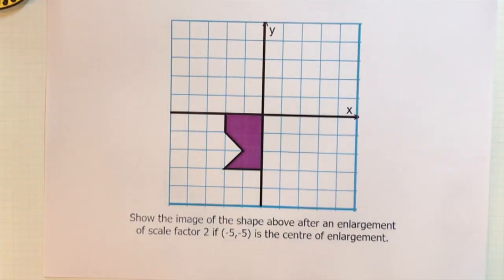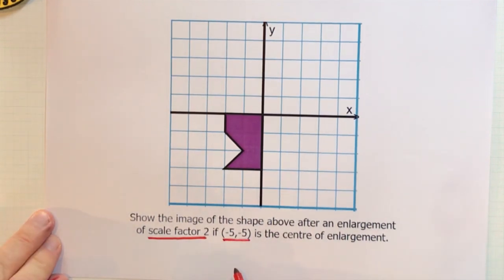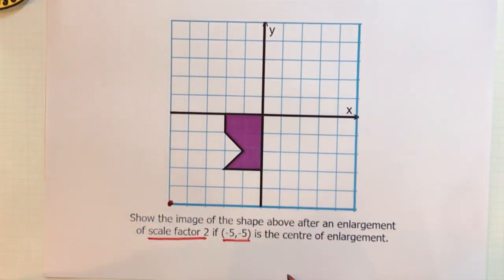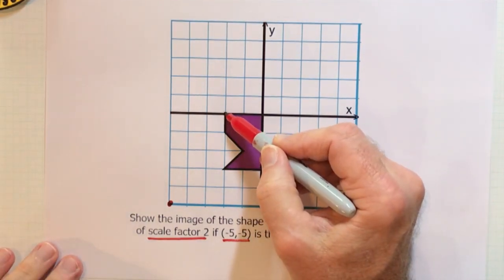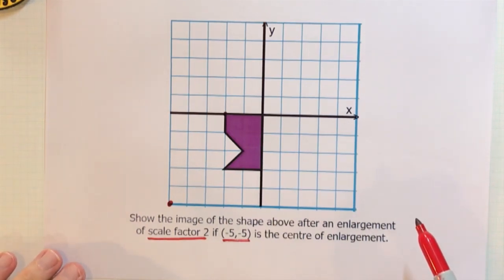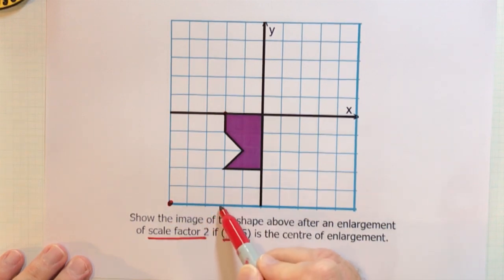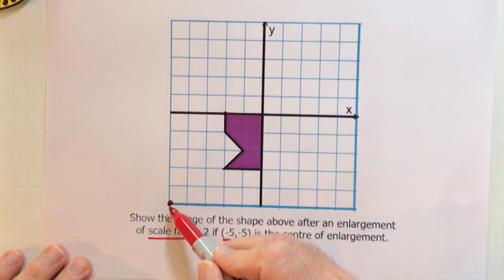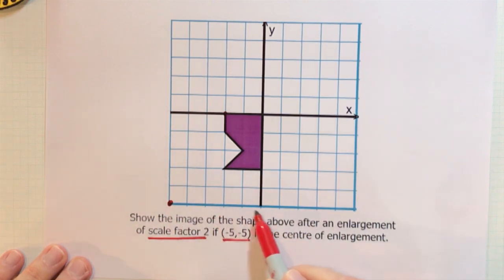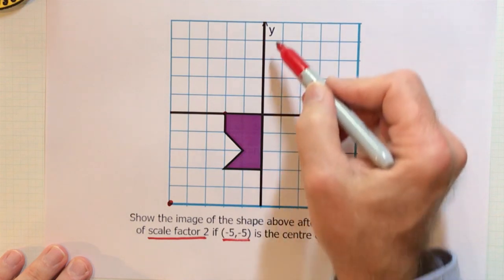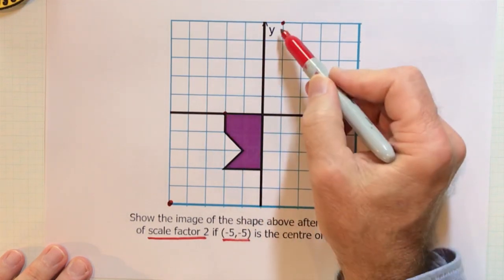Show the image of the shape after enlargement of scale factor 2 again. And the center of enlargement is minus 5, minus 5. That's right down here, isn't it? Minus 5, minus 5. 5 to the left, 5 down. So now we'll do the same routine. Let's start off with the top left vertex of our shape. I can see that it is 3 squares to the right and 5 squares up. So I'm going to double that and go 6 squares to the right and 10 squares up. So that point there is there.